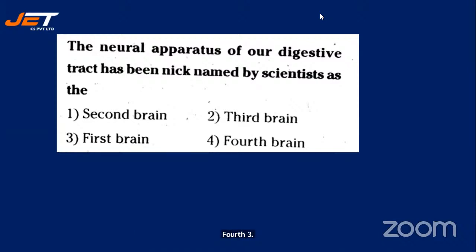Ruchita says 1, Jyoti says 2, Shleshna says 2. It's not 2. Okay. It is 1 actually. Rohini, yes. Second brain. It is actually the second brain.